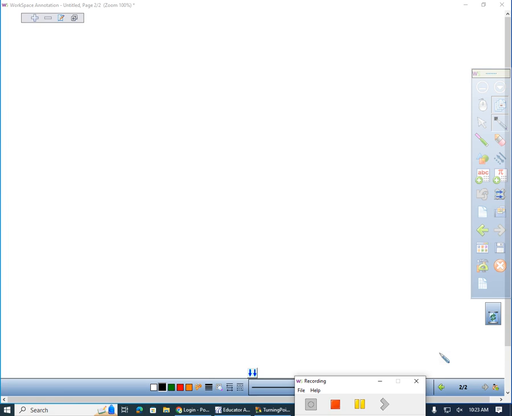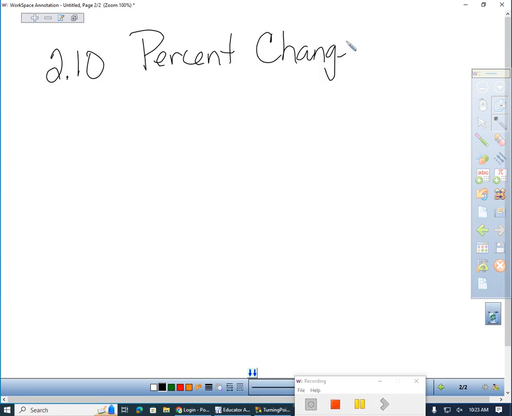We are working on lesson 2.10. This section is called percent change. We're going to start off with the formula for this section. Need to get to the right section. There we go. Let's start off with the formula.